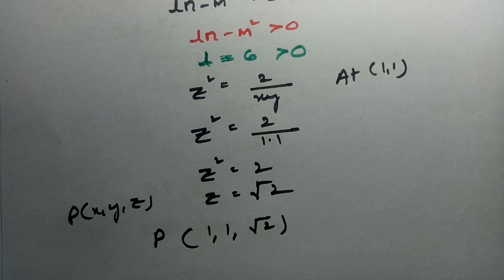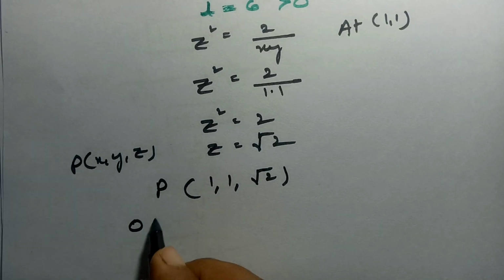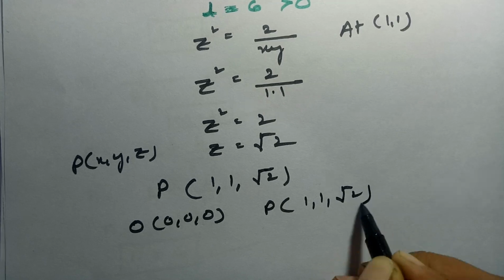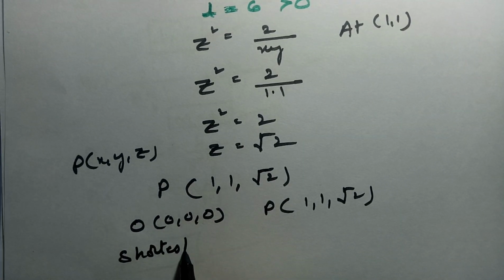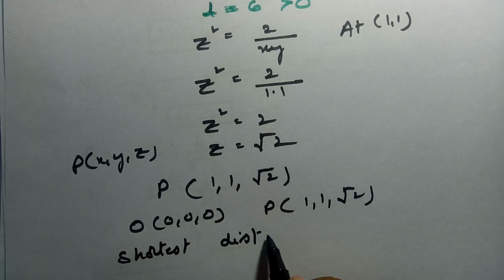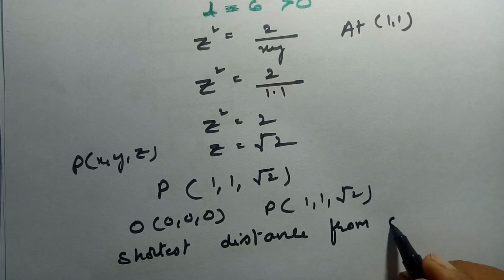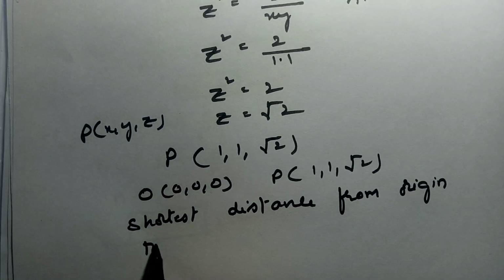So I have chosen, let P (x, y, z) be any point on the surface. I got the point on the surface, and now I have to find the shortest distance from the origin. So this is the origin point 0, 0, 0, and this is the P point. So the shortest distance, I have to find the shortest distance from origin to the surface.